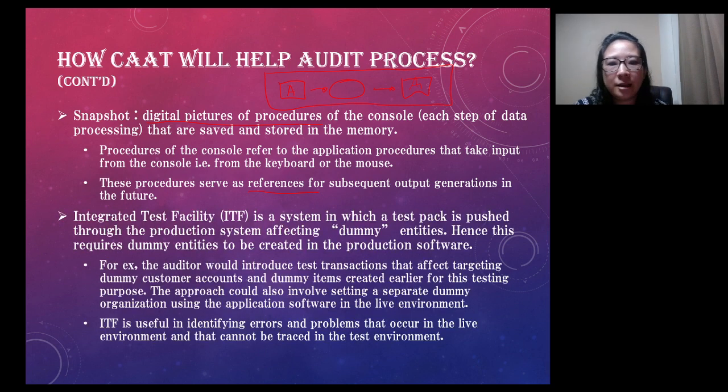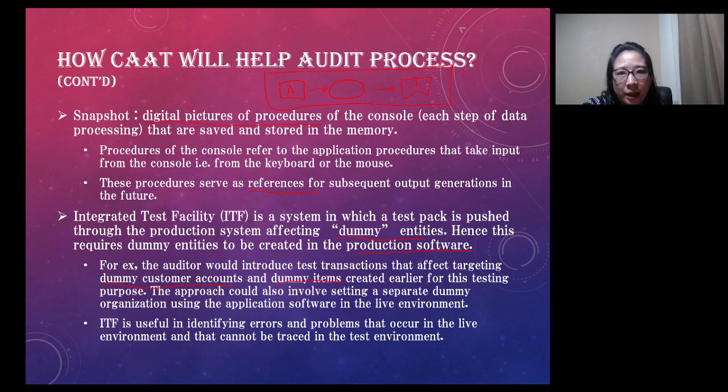Okay, and then next we will have what we call the integrated test facility. It means that we will create dummy entities in the production software. For example, we will create a dummy customer account, and a dummy item or product, and then we will test it directly in the production. By right, the testing or the auditing should be done in another server, right?